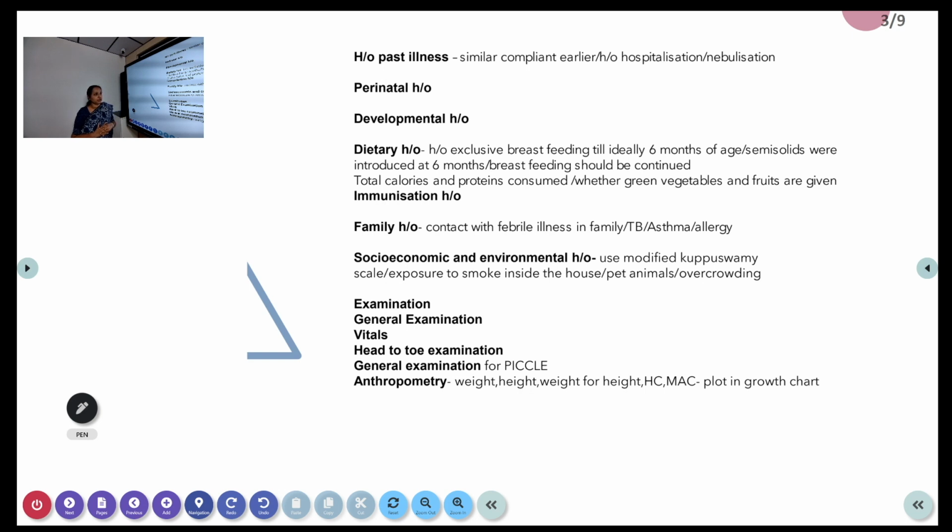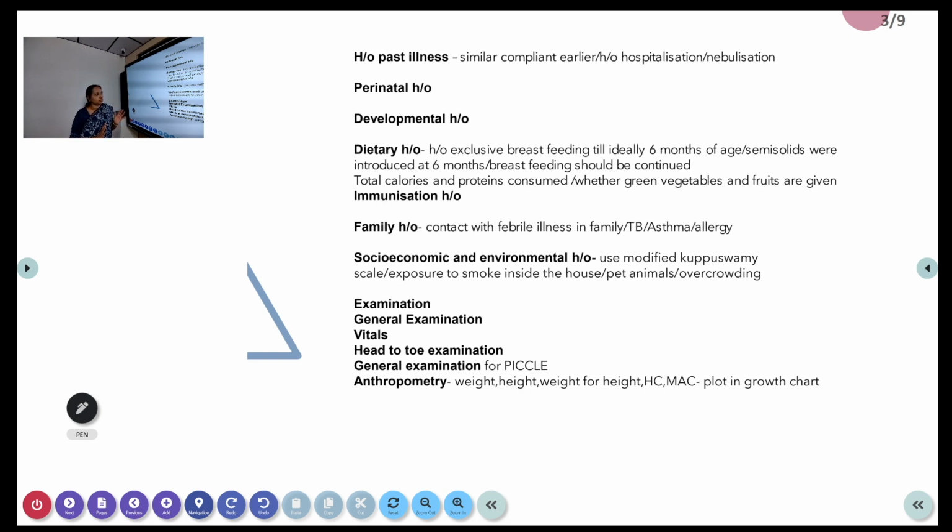Then comes the dietary history. So you know that breastfeeding always protects against infections. So ask about history of breastfeeding, whether the baby was given exclusive breastfeeds up to 6 months of age, and thereafter semi-solids were started, ideally at 6 months of age. Early weaning is not good. Delayed weaning also is not good. It has to be started at 6 months of age only. And breastfeeding should be continued up to 2 years of age.